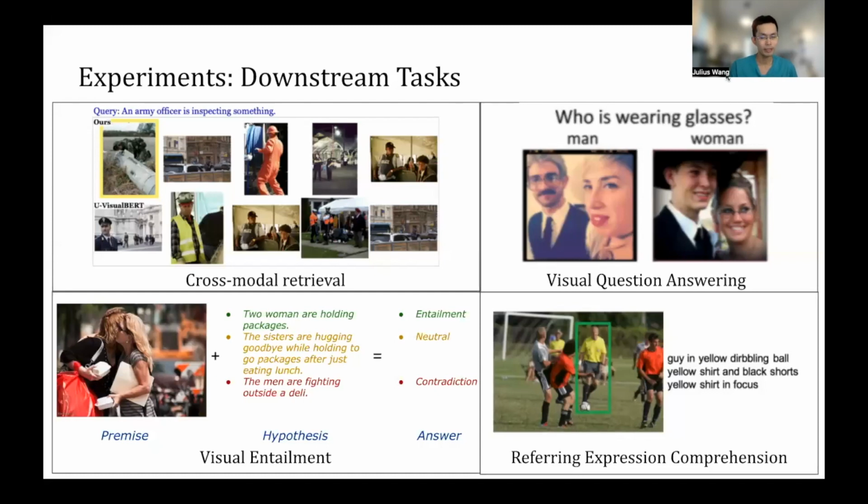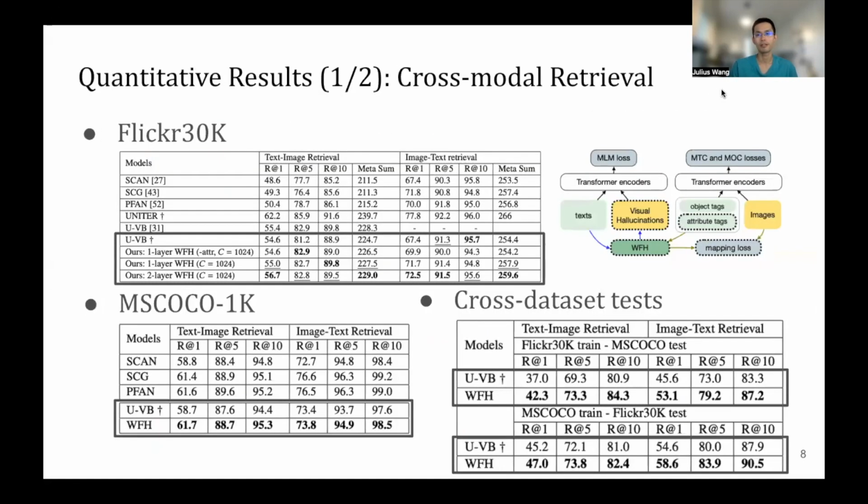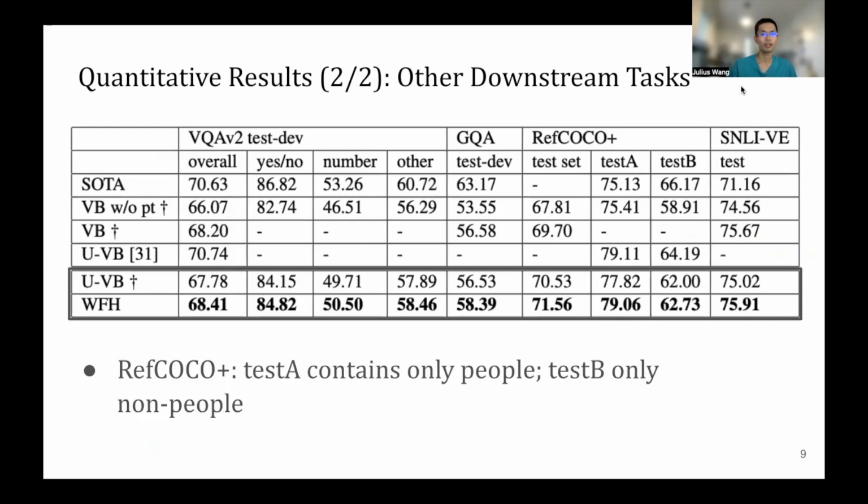We conducted our experiments on 4 different downstream tasks over different datasets. Our quantitative results show that, for instance, on cross-modal retrieval, we outperformed the previous state-of-the-art U-VLP, or UVB, shown here under the similar weakly supervised setting. Also, our proposed model outperforms UVB consistently on other downstream tasks.